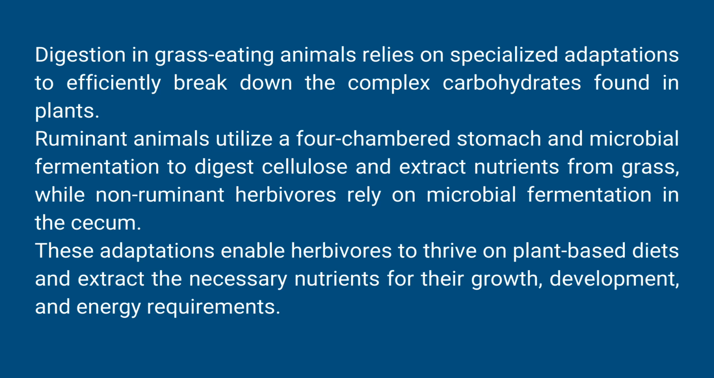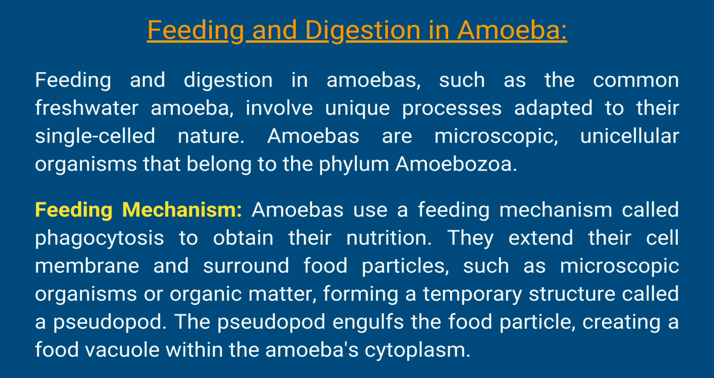Summary: digestion in grass-eating animals relies on specialized adaptations to efficiently break down the complex carbohydrates found in plants. Ruminant animals utilize a four-chambered stomach and microbial fermentation to digest cellulose and extract nutrients from grass, while non-ruminant herbivores rely on microbial fermentation in the caecum. These adaptations enable herbivores to thrive on plant-based diets and extract the necessary nutrients for their growth, development, and energy requirements.